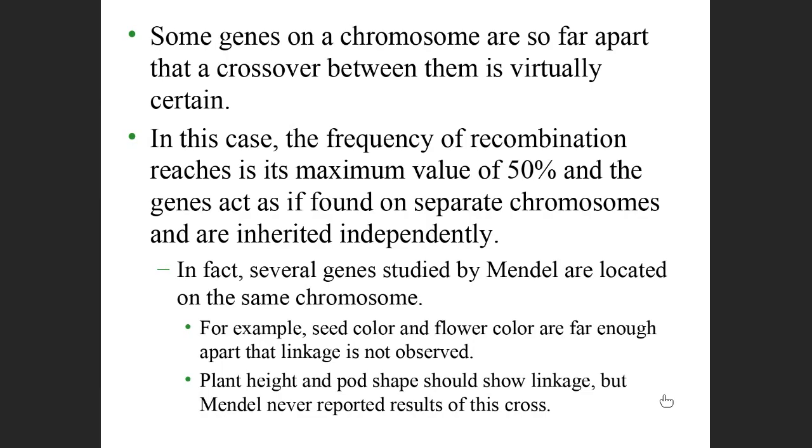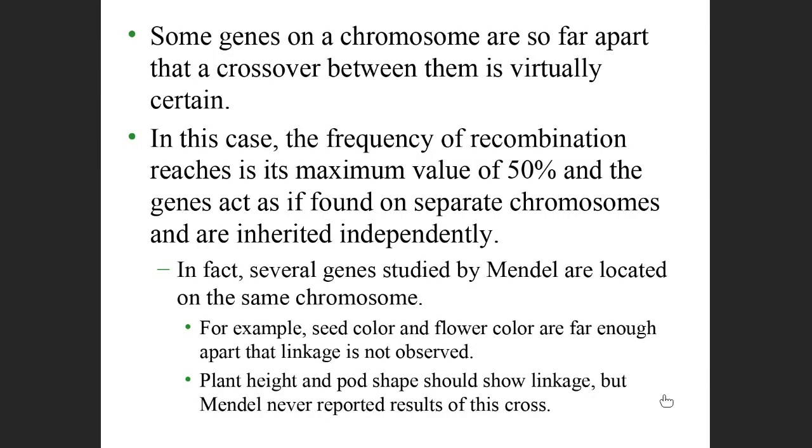Now, Mendel did study genes which were on the same chromosome. The seed color and flower color genes are on the same chromosome, but they're far enough apart that crossing over occurs between them. And so it results in gametes that have the different combinations. So it looks like they're on separate chromosomes. It looks like independent assortment is occurring even though they're on the same chromosome. It's just that crossing over between the adjacent sister chromatids allows for the different alleles to be switched. And so they act like they're on separate chromosomes, even though they're on the same chromosome.